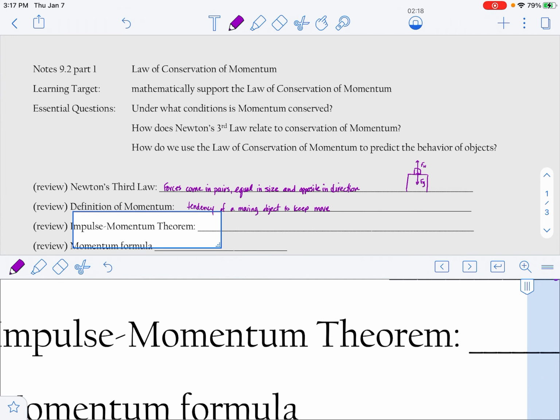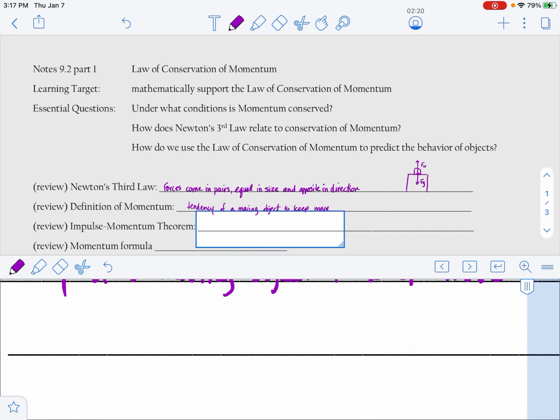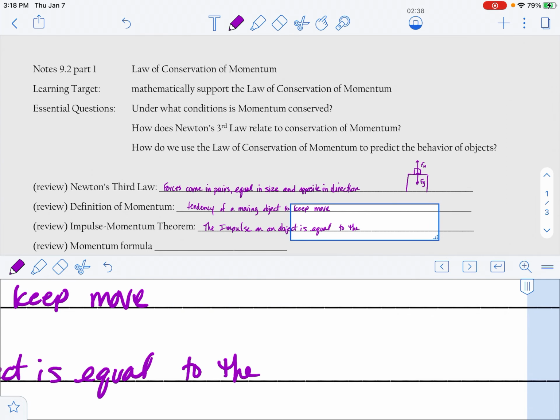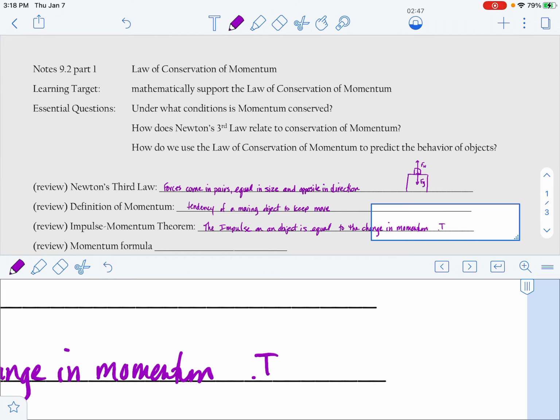Okay, our impulse momentum theorem, that's what we worked on in class last time. And so the impulse momentum theorem says the impulse on an object is equal to the change in momentum. And we wrote that as I, for impulse, is equal to the change. So remember, that triangle means change in momentum. P stands for momentum. Okay? The impulse on an object is equal to the change in momentum.